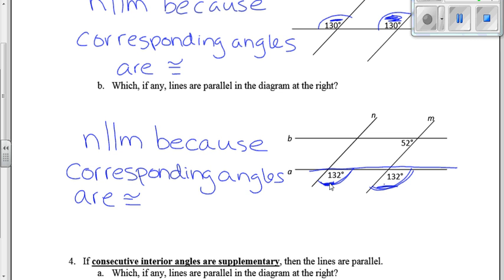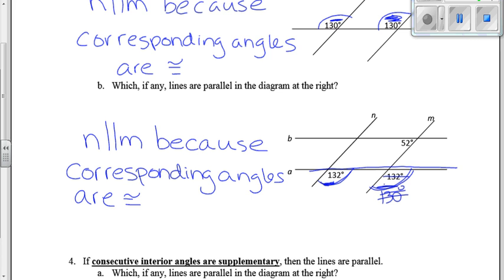So even if I had two angles identified here, if I said this was 130 degrees, they would not be corresponding angles because they're different measures. So keep in mind, we're not just looking for numbers, we're looking for the specific angle relationships, and we're looking for those angles to actually be congruent.